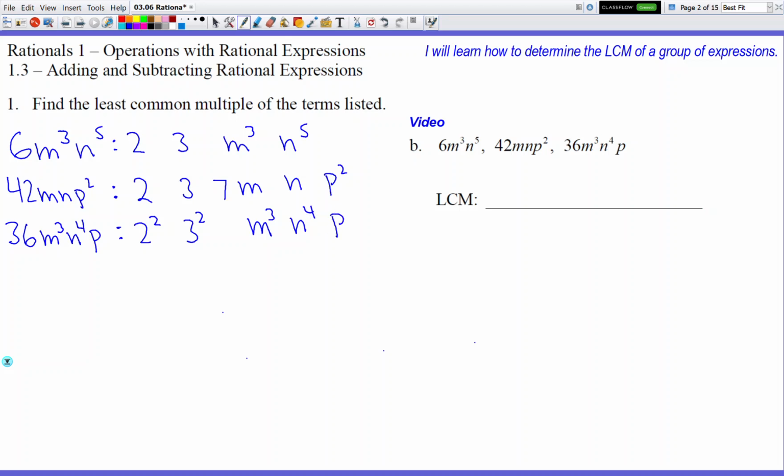Okay, so I'm going to get my red pen out. I'm going to circle the most for each column. So the most for the 2's is the bottom guy. The most for the 3's is the bottom guy. The most for the 7's by default is the middle guy.